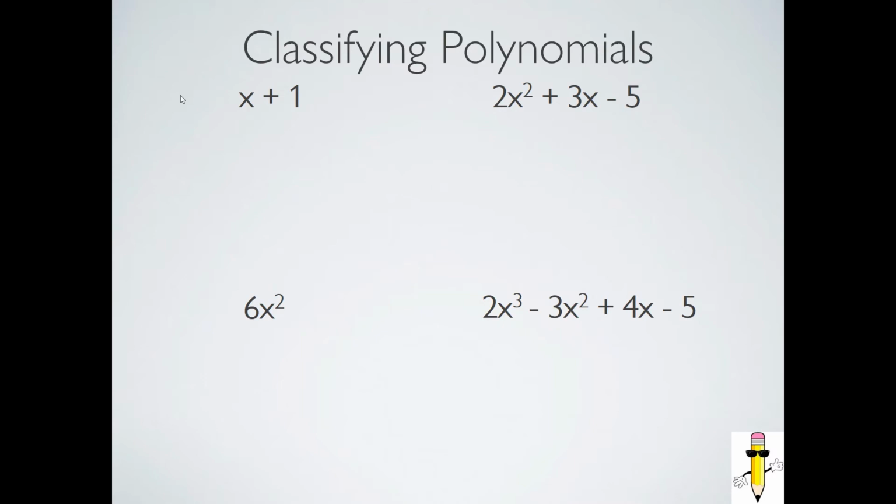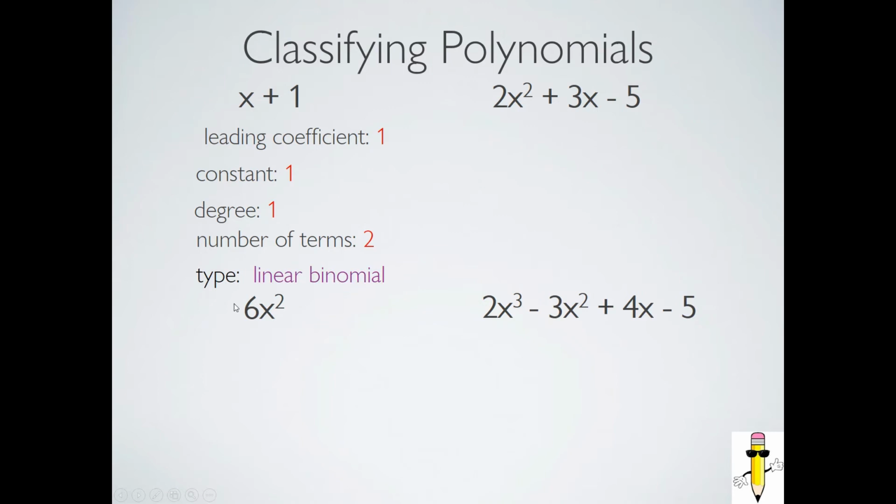And let's take a look at the first one. So our first term is going to be leading coefficient with 1. Constant is 1, that makes sense. The degree is 1, that also makes sense. Number of terms is 2, there are 2 terms there, and the type is a linear binomial. Once you notice that there are no exponents, if you're wondering why the leading coefficient is 1, there's always an invisible 1 in front of our variable, especially when we don't see anything.